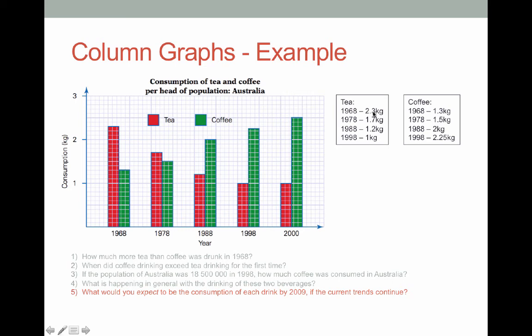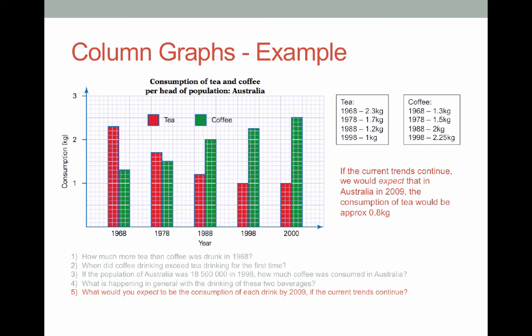I'm looking at the tea, and I can see that it declines or goes down by 0.6 of a kilogram, then by 0.5, then by 0.2. So it's still declining, but I think it's only declining by a little bit. So what I might say is that if the current trends continue, we would expect that in Australia in 2009, the consumption of tea would be approximately 0.8 kilograms.